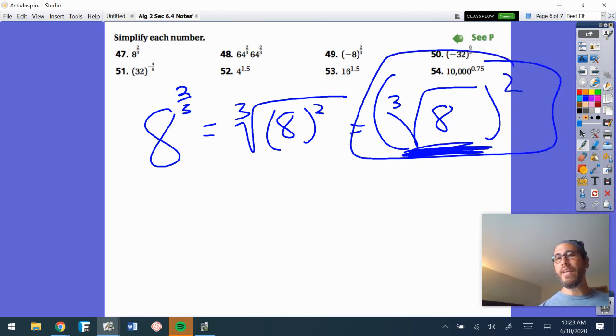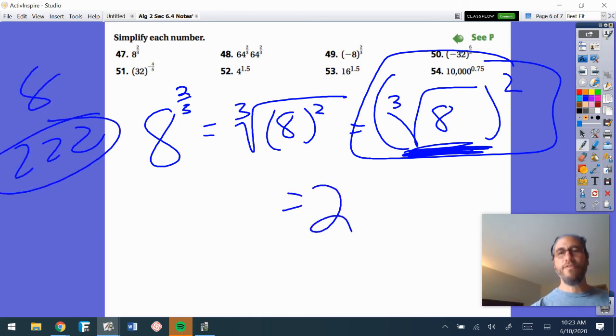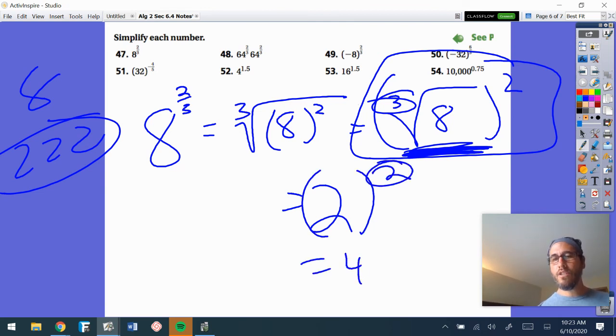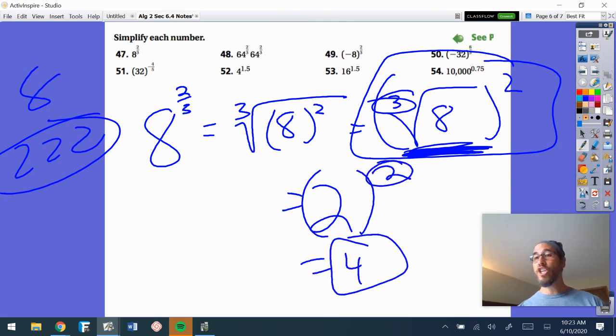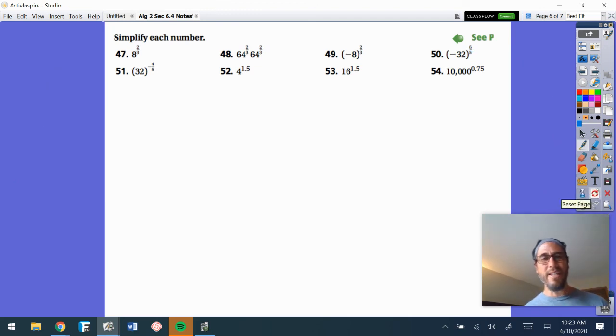What's the cube root of 8? Well, it is 2, right? Because 8 is 2, 2, and 2. And I have 3 of them, and 3 is in the ditch. And then you still have your power of 2. So it is 4. So we're going to get good at these in this section, okay? All right, let's go to the next guy.